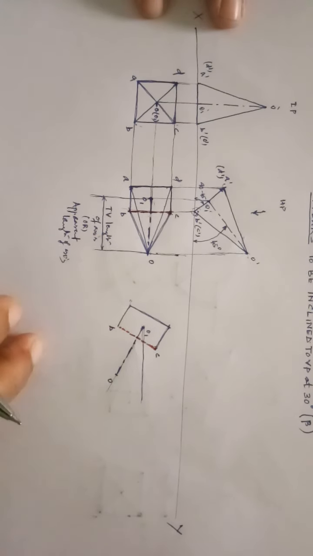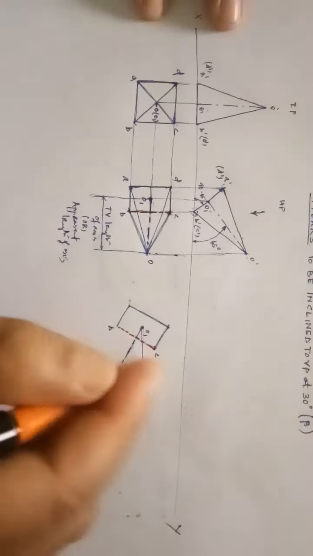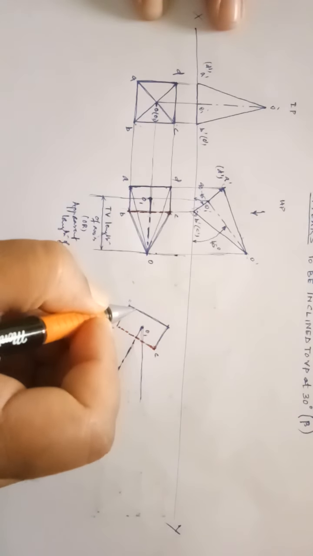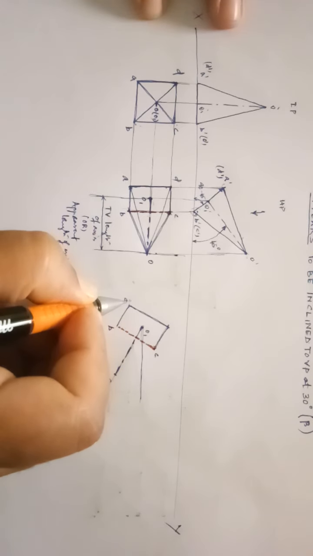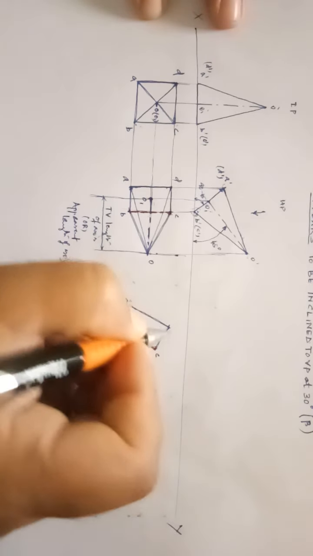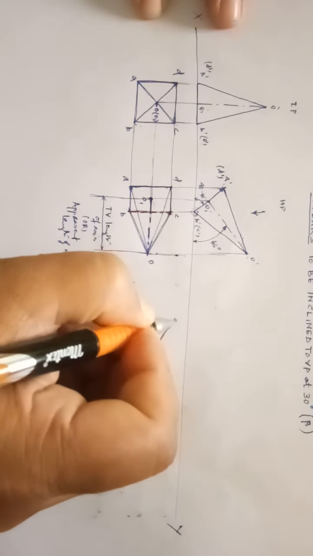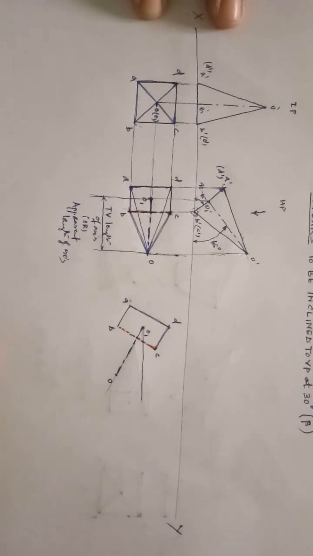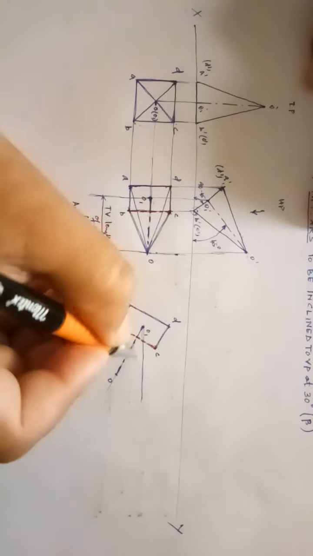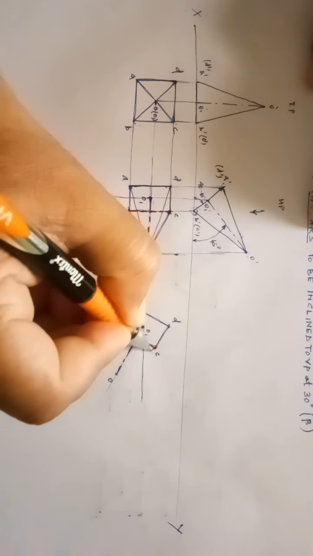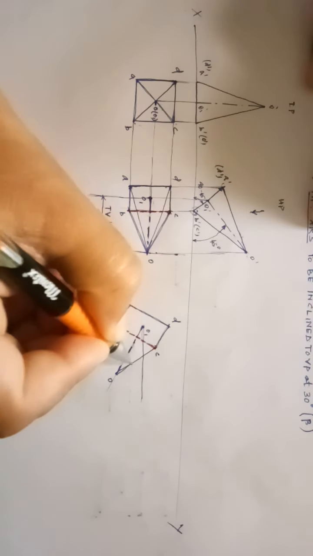This is how you reproduce this figure in this position in hand sketching. In software it is very easy. You can just move and rotate. This is A, B, C, and this will be your D. Now you know OC, you have to join OC.